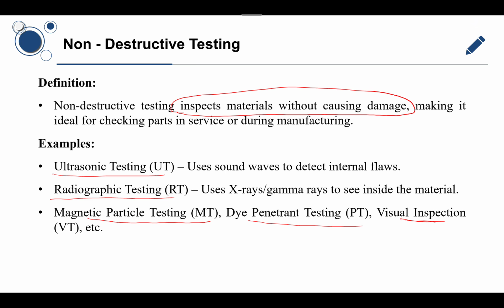These methods also have separate insights. For example, ultrasonic testing. This method uses sound waves to detect internal flaws. We send high frequency sound waves into the material. In ultrasonic testing, we use a probe. This probe makes direct contact with the material, and it sends a signal into it.